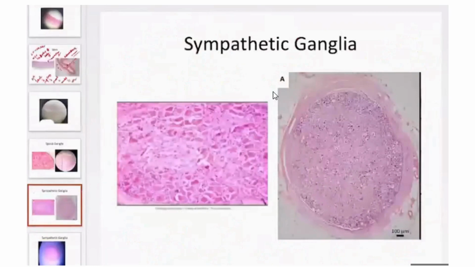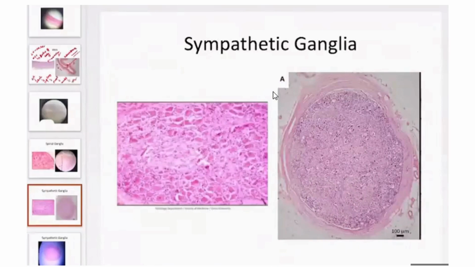Sympathetic ganglia. What is a ganglion? We already saw: ganglia are collections of cell bodies outside the central nervous system. Outside the central nervous system is called ganglia.